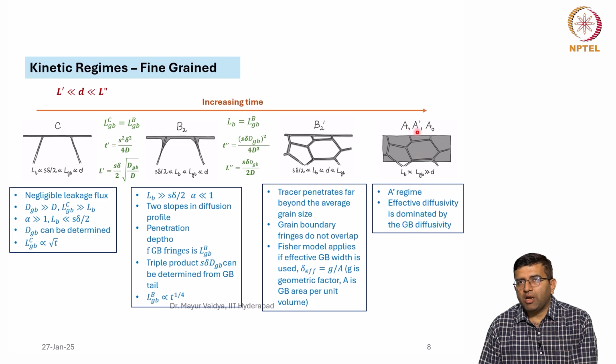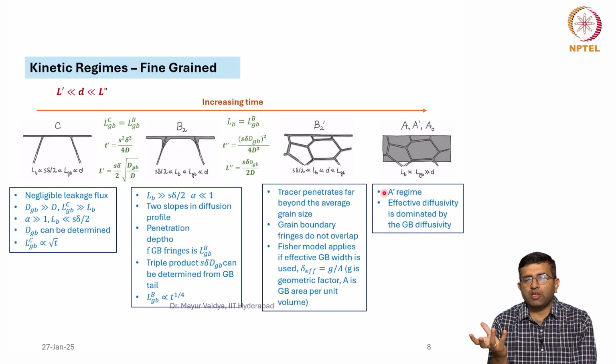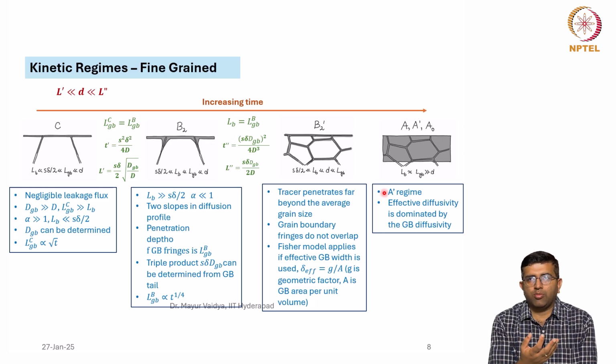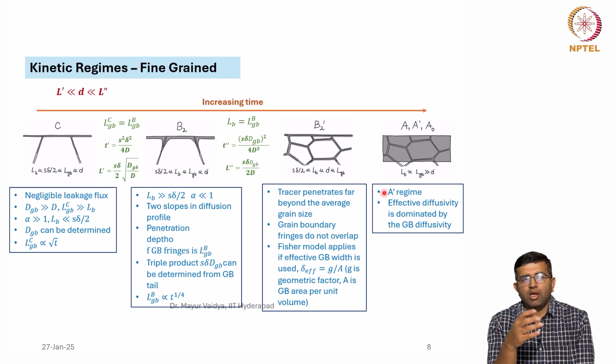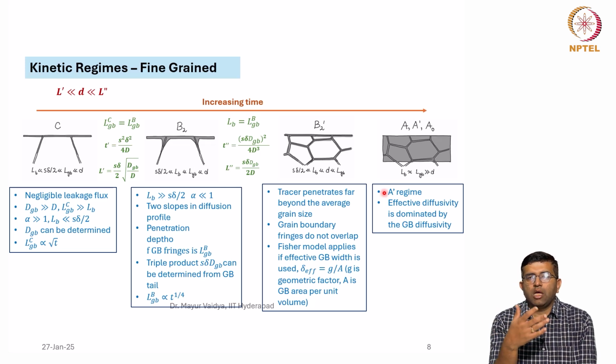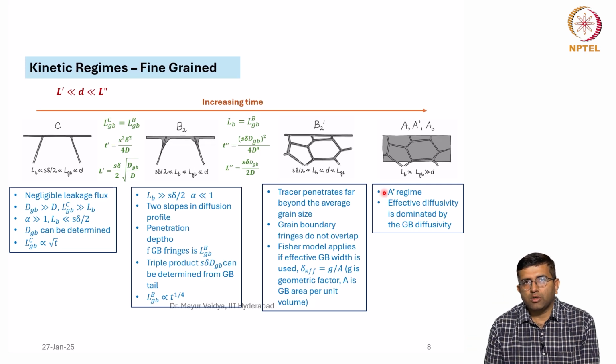So A prime and A naught also, we will see, are all variants of the A kinetic regime. The symbols are used just to indicate that when we say A prime, we are talking about a fine grain polycrystalline material. When we talk about A, it is a coarse grain polycrystalline material. When we talk about A naught, as we will see, it is another class of material.